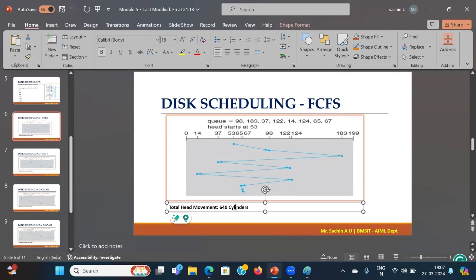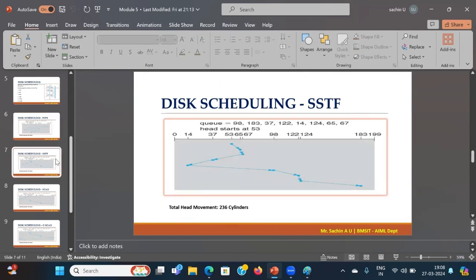Okay, so what more can we do so that we can increase the efficiency, so that the disk access time can be reduced? Because now if you see, the disk access time is 640, which is on a higher side. So is there any mechanism to reduce that? Yes. Okay, that is where your next algorithm comes. That is shortest seek time first.